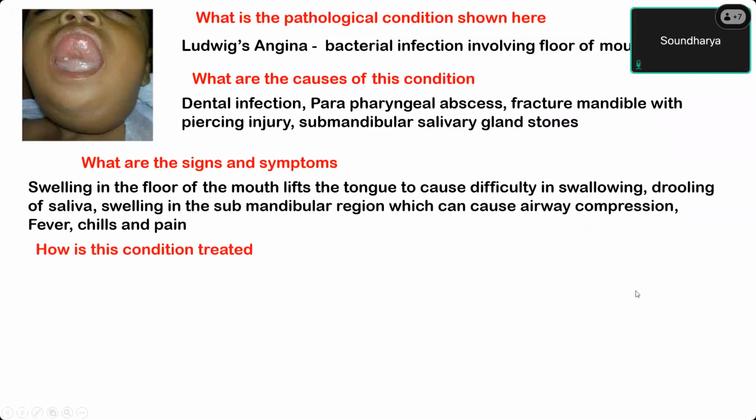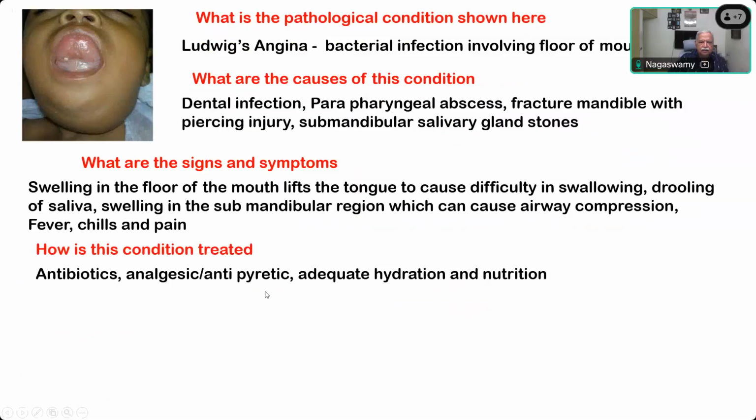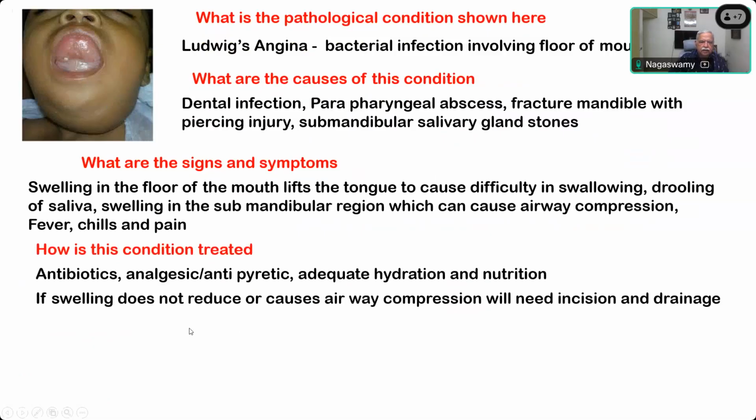Antibiotic, analgesic, antipyretic, adequate hydration and nutrition. And if swelling does not reduce or causes airway compression, we need incision and drainage. What are the anesthetic challenges in this case?